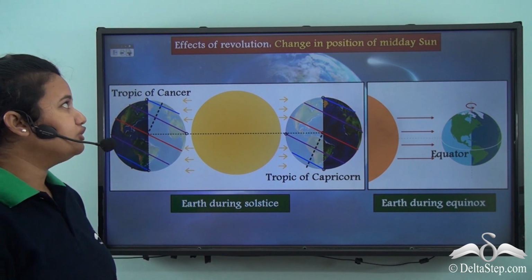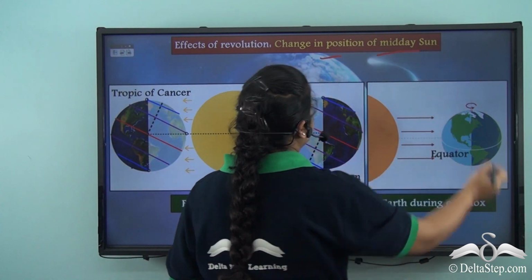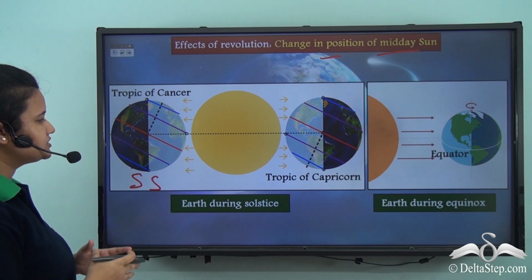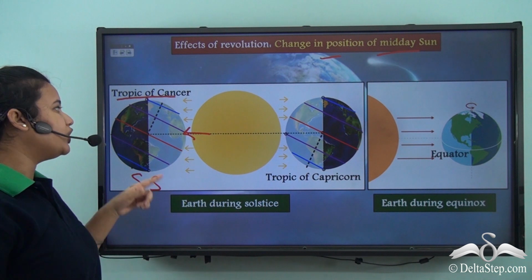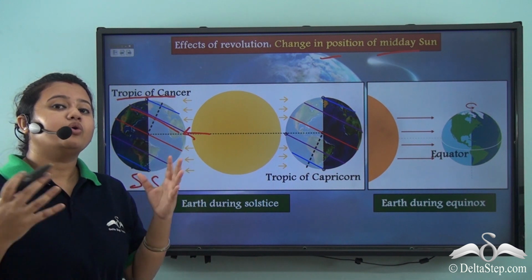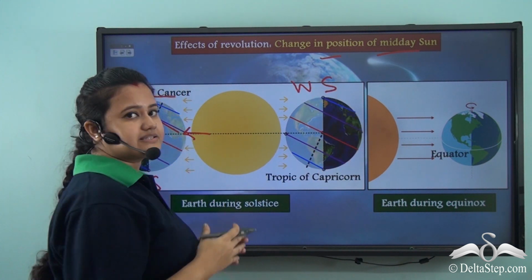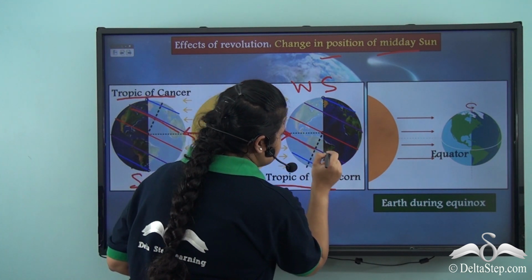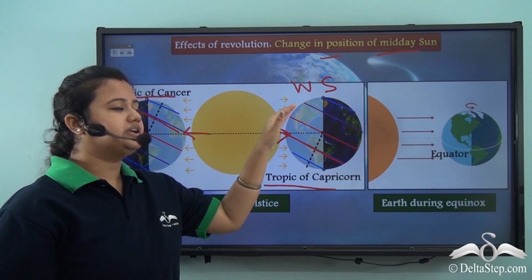An important effect of Earth's revolution around the sun is change in the position of midday sun. That is, if you consider the summer solstice, then we know that on summer solstice, the sun rays are vertical over the Tropic of Cancer. So, places lying on this particular latitude, that is on Tropic of Cancer, enjoy midday sun or overhead sun. Whereas during winter solstice, we know the sun rays are vertical over the Tropic of Capricorn. So all the places lying on this particular latitude experience midday sun or overhead sun on winter solstice.